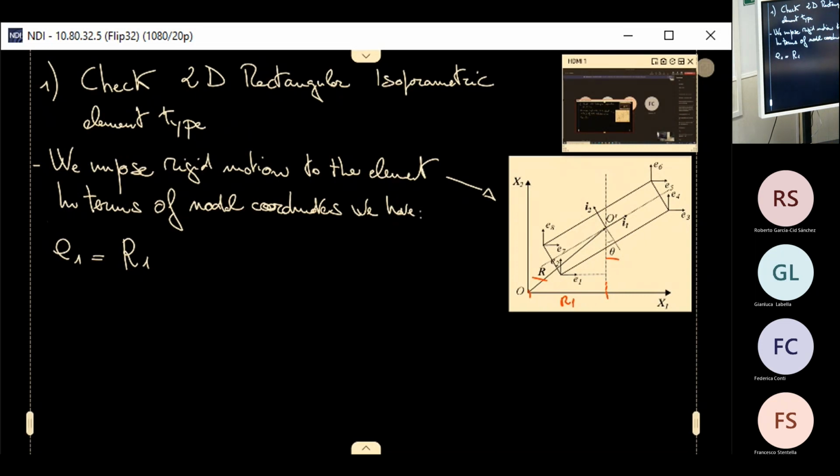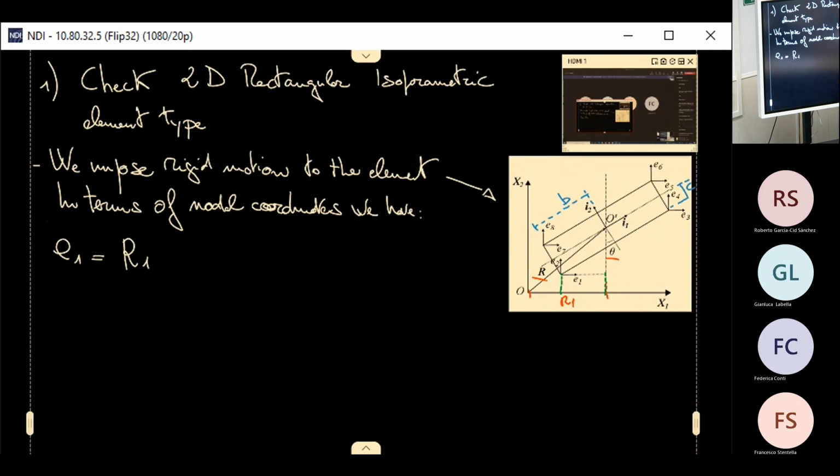Then, but you know, that's not exactly E1, no? We have to remove this first part here. E1 is only this one here. It's not all of it, so we have to remove something. To remove that part, we have to elaborate a little bit. So, again, this is B. This is B, and this is, as we have said before, this is C.